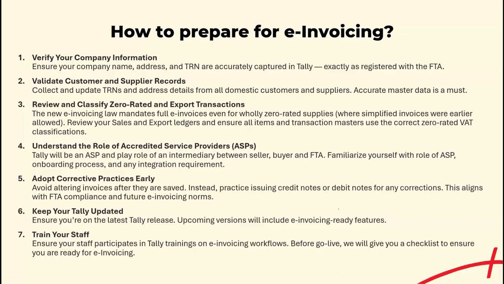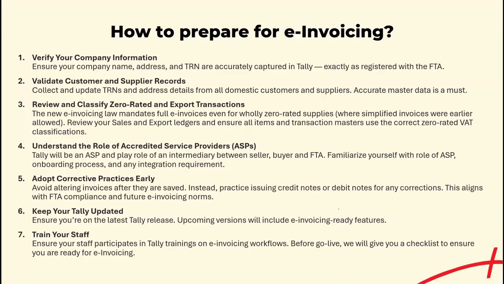Now, what are the things required to prepare for e-invoicing? It's very simple. Verify your company information first. Make sure you have verified all the company information, your company TRN, your company name as per the trade license. So you have to mention it exactly. Validate your customer and supplier name as well, their address and their TRN number. If anybody is registered for e-invoicing, their PEPPOL ID, everything you have to update in the system.